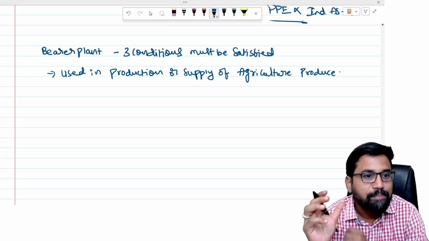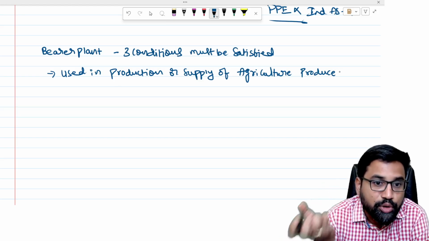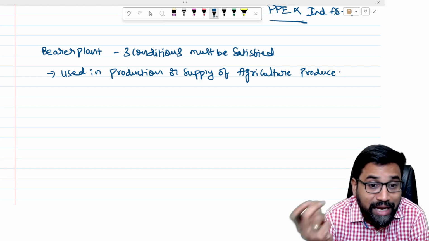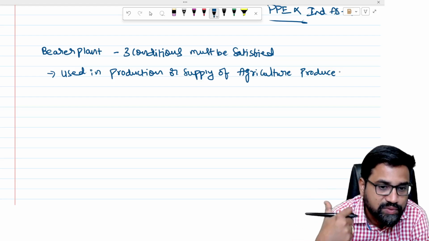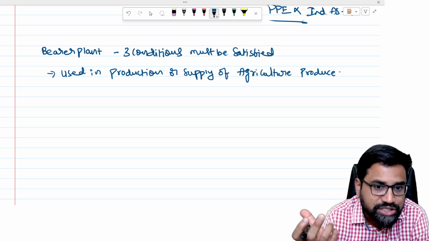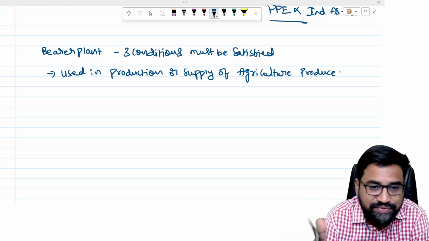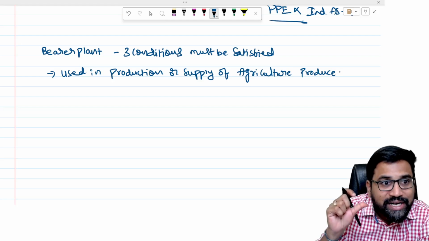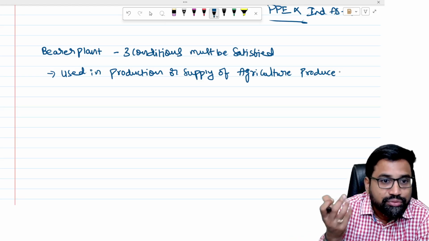So that means when a plant is called a bearer plant, first of all, that plant must give some agriculture produce. For example, a mango tree. The mango tree is giving mangoes, so it is used in the production or supply of agriculture produce. Or take tea bushes: the tea plant is giving tea leaves, an agriculture produce which will be sold, right? So the first condition is that it must give agriculture produce.